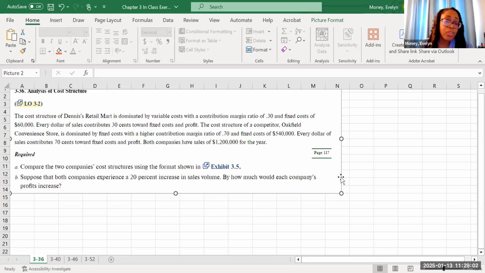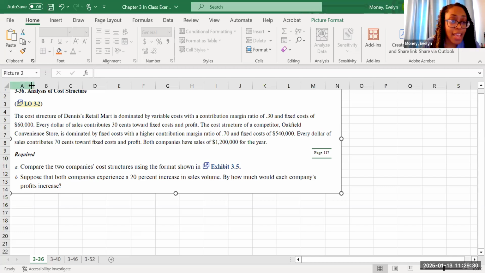So we're going to compare the two companies' cost structures using the contribution margin income statement format. And then we're going to suppose that both companies experience a 20% increase in sales volume. We're going to actually calculate what their new profits would be without having to recreate an entire income statement with the help of operating leverage.